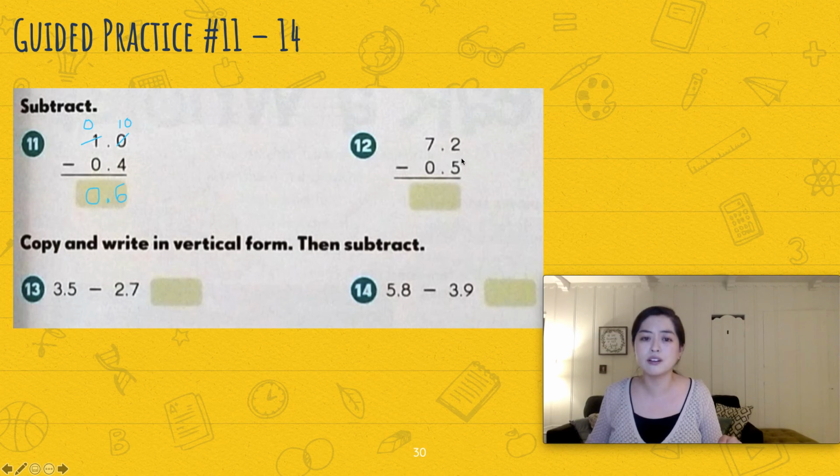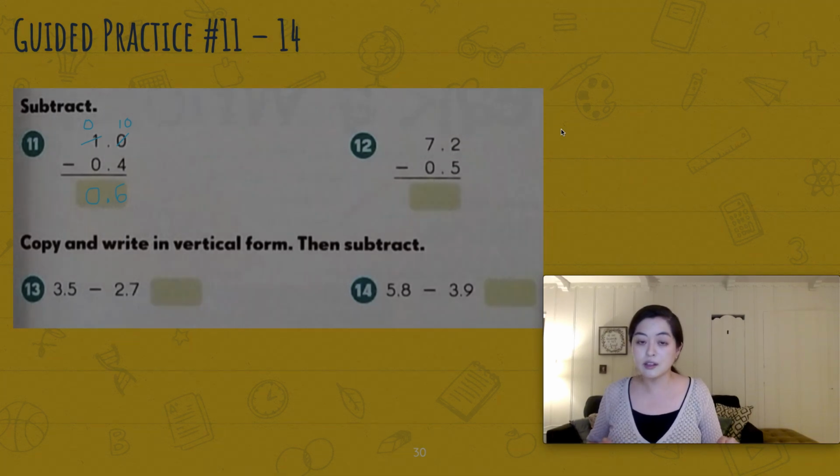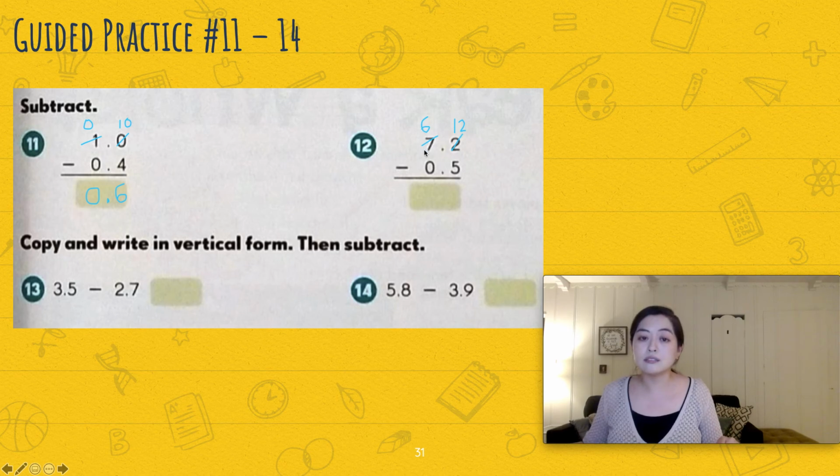All right, let's look at number 12. So let's look at the tenths column. Can I do 2 tenths minus 5 tenths? There's not enough here to take away. So we need to regroup from the ones over here, okay? And so 7 ones become 6 ones. And then I'm going to add 10 tenths to 2 tenths, and that becomes 12 tenths, okay? 12 tenths take away 5 tenths is 7 tenths. Drop the decimal point, and then 6 ones minus 0 ones is 6 ones. So your answer is 6.7.